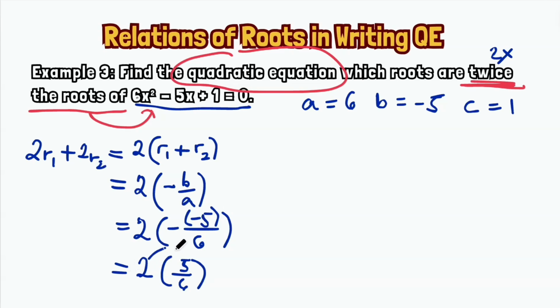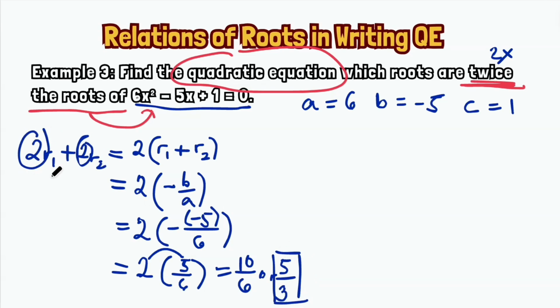We have this 5 times 2, that is going to be 10 over 6. Or, when we get the lowest term, yung lowest term yan is divisible parehas sa 2. 10 divided by 2, that is 5. 6 divided by 2, that is 3. Okay? Ito na yung twice ng sum of roots.